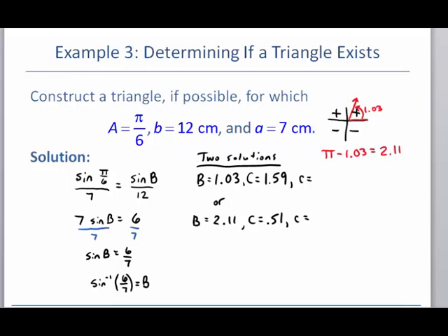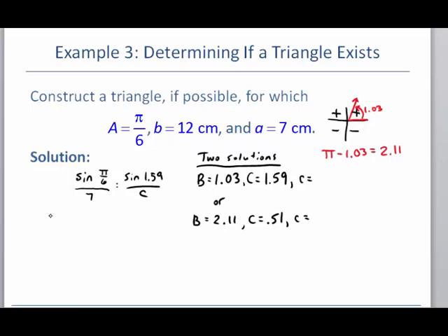All right, so we're going to come back over here. We're going to use our sine pi over 6 over 7 as one of our ratios. And now we're going to set it equal to a C fraction. So I'm going to say sine of 1.59 over side C. And we're going to cross multiply. So I'm going to have C times sine pi over 6 is equal to 7 times sine 1.59.